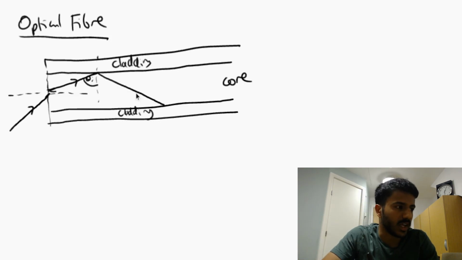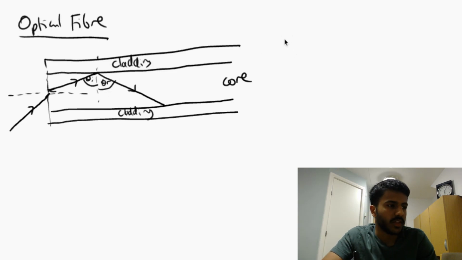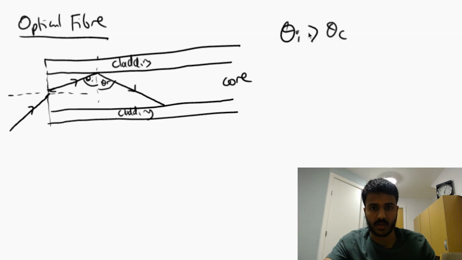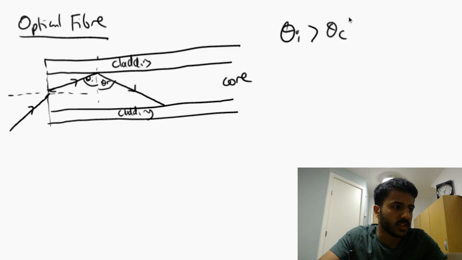We want this ray here to reflect back. So we want total internal reflection to happen in the core. So in this case, this theta I value is equal to theta r. And more specifically, we want theta I to be greater than theta c. We want the angle of incidence to be greater than the critical angle. So in order to make sure that we can get as many total internal reflections as possible, we want theta c to be as low as possible.